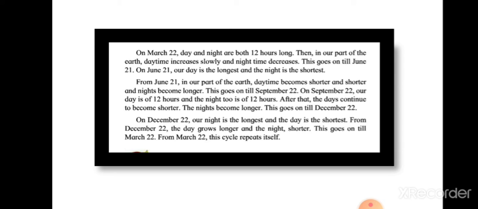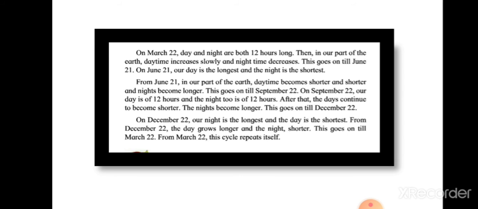From 21st June to 22nd September, in our part of the earth, daytime becomes shorter and shorter and night becomes longer. On 22nd September, our day is of 12 hours and night too is of 12 hours. From 22nd September to 22nd December, the days continue to become shorter and the night continues to become longer. On 22nd December, our night is the longest and the day is the shortest.